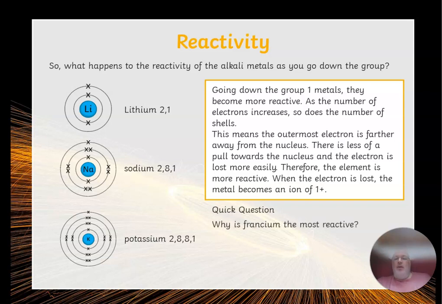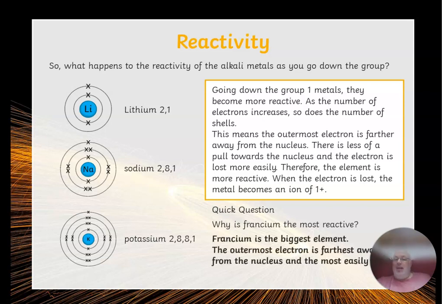So a quick question, why is francium the most reactive? Because the atomic radius is the largest. The distance between the electron and the nucleus is the furthest, so it's so much easier to lose that electron.